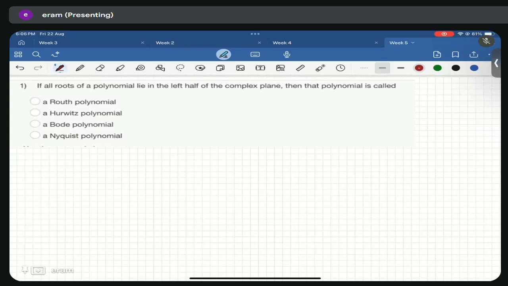Hurwitz polynomial, ma'am. Yes. So that's a basic definition based question. Any polynomial having all the roots lying in the left half of the complex plane is called the Hurwitz polynomial.